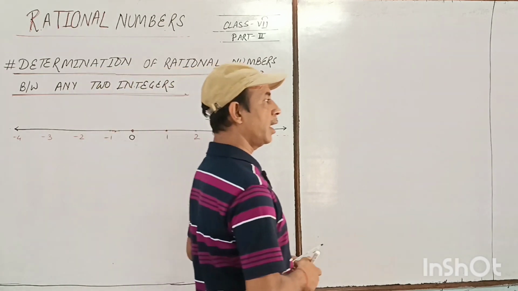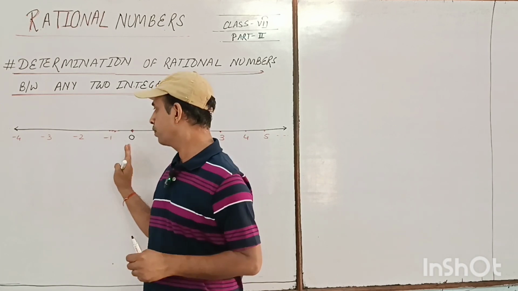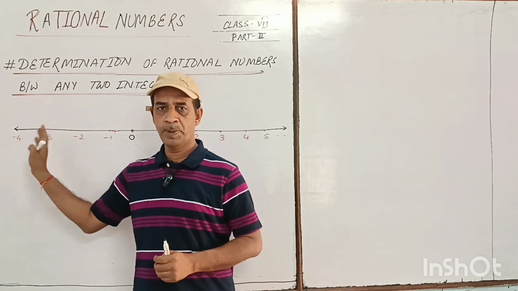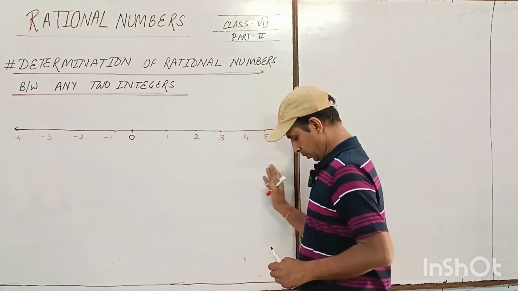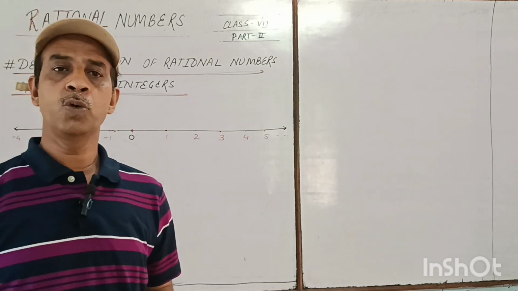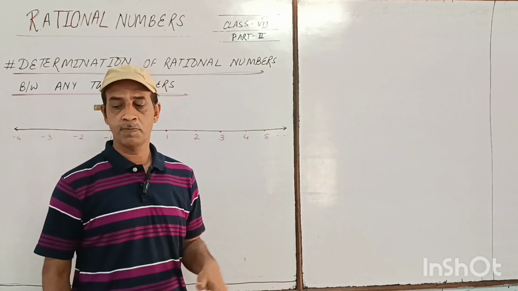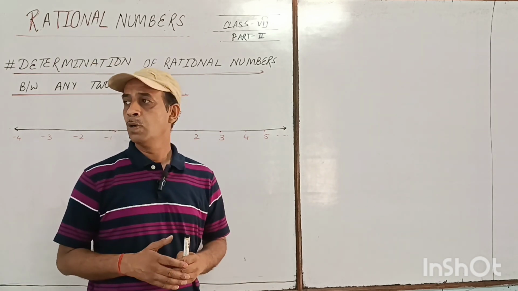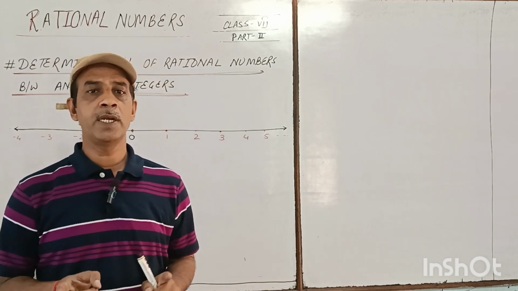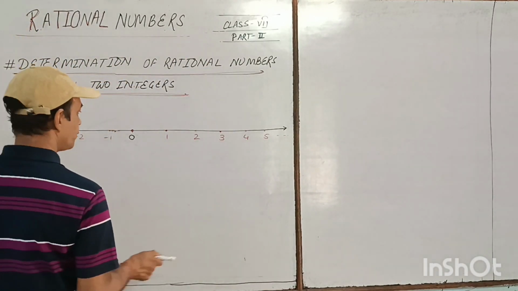This is the real number line in which 0, as you all know, is neither positive nor negative. Towards the left side, you will be having negative integers. Towards the right side, you will be having the positive integers. You have done addition, subtraction of whole numbers, natural numbers and integers with the help of this number line. Now we will see how to find or represent rational numbers between any two integers on the number line.